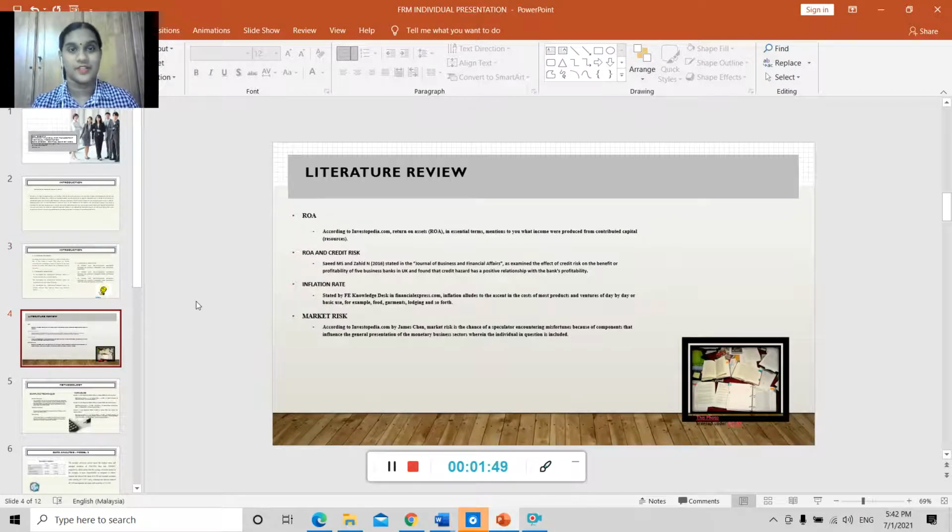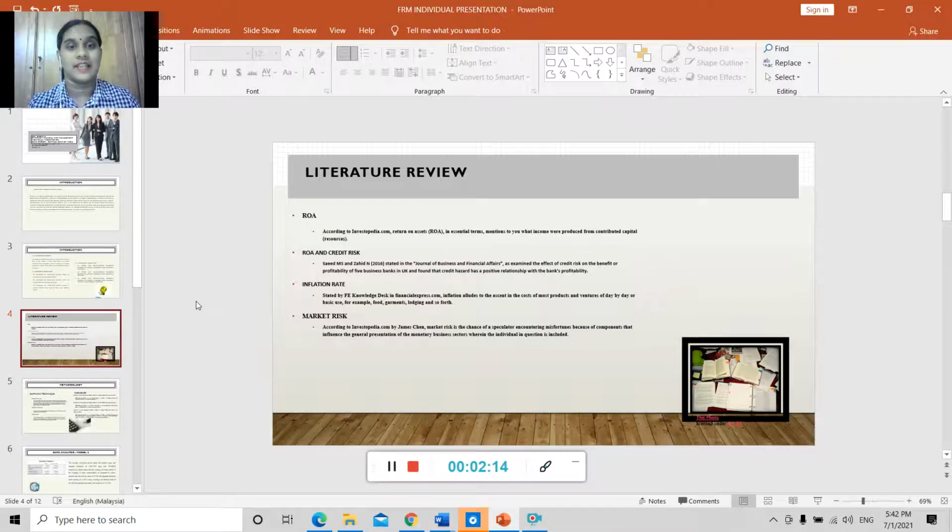Next, we will move on to literature review. Literature review basically gives us the views and definitions of other people on a certain topic. So I'll be explaining about the main four that I feel is important. The first one is ROA, which is return on assets. According to investopedia.com, return on assets in essential terms tells you what income will be produced from invested capital or resource.